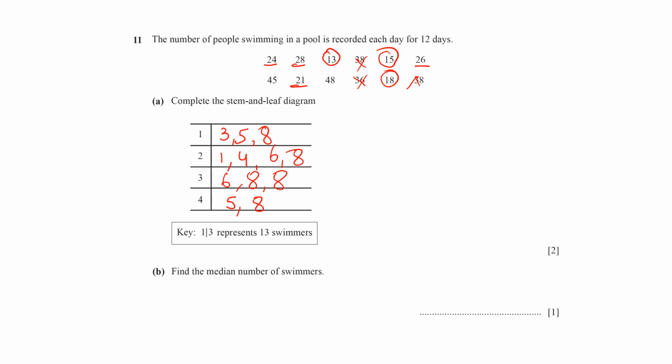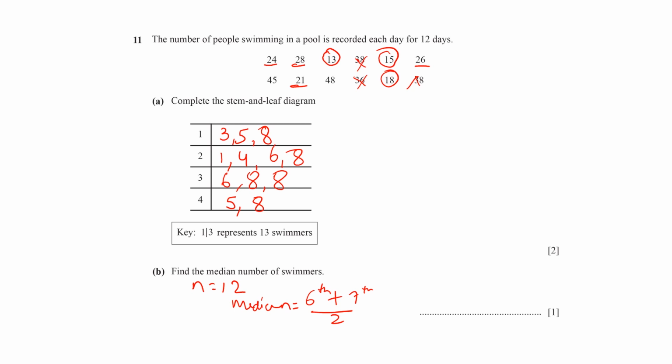Okay, B part says find the median number of swimmers, right? Now how do we calculate median? So median is what? N plus 1 by 2th term. Now what is n over here? N is the number of terms. So n is going to be 12, right? So 12 plus 1 by 2 is going to give me 6.5, right? Now we have to calculate the 6.5th observation, which is 6th observation plus 7th observation divided by 2. So this is going to be the median.